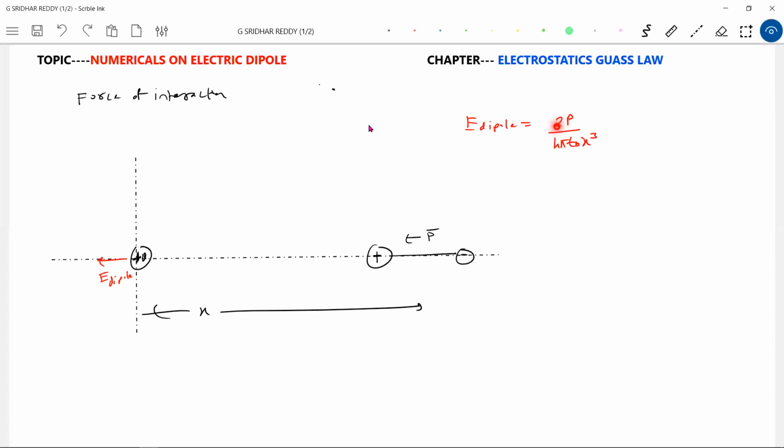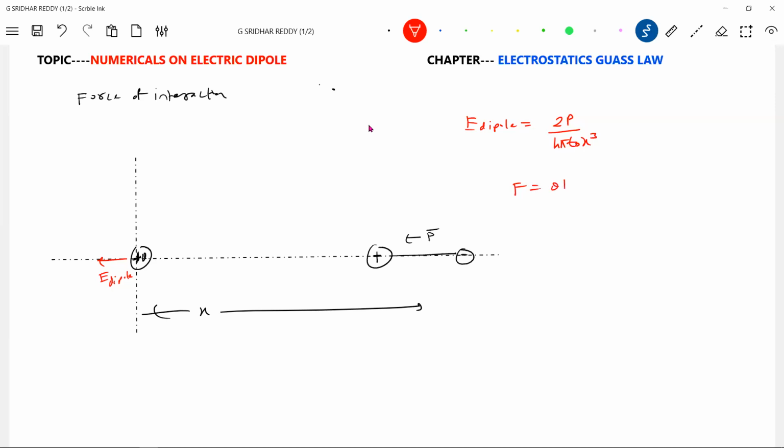Am I right? And then on the axis, in what direction will the electric field strength be? In the direction of the dipole moment. Now, what is the force of interaction? Q into E dipole. So this will become 2pq, or say Q. Further, you can simplify this.